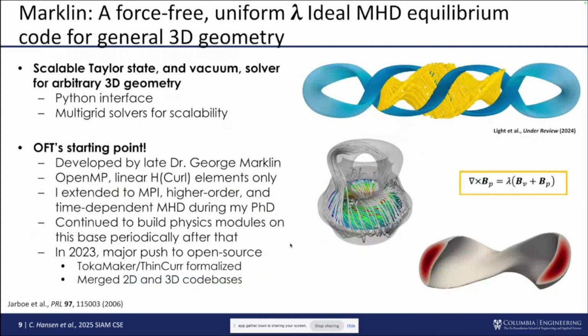Okay, let's go forward. All right, the last tool we have is Marklin. This is a force-free uniform lambda ideal MHD equilibrium code, also for general 3D geometry. This is a scalable Taylor state or vacuum field solver that can do arbitrary 3D geometry, has a Python interface now, and also utilizes multi-grid solvers for scalability. Here's an example of an application looking at particle orbits within what are called plectonemes, which in this case is something like what was generated at the SSX experiment at Swarthmore.